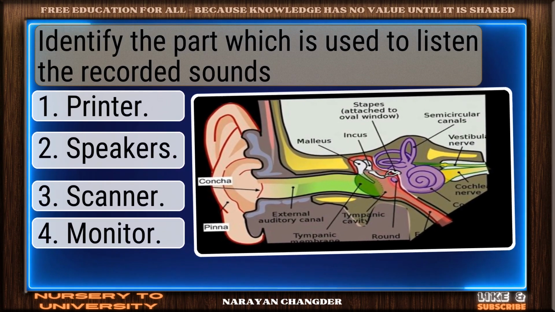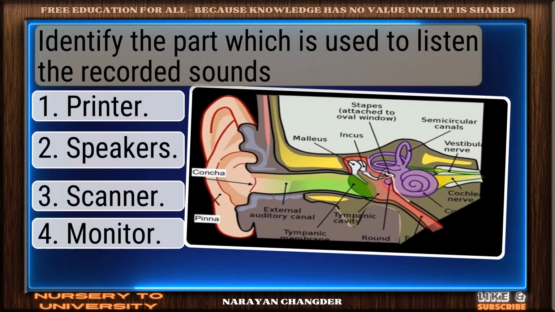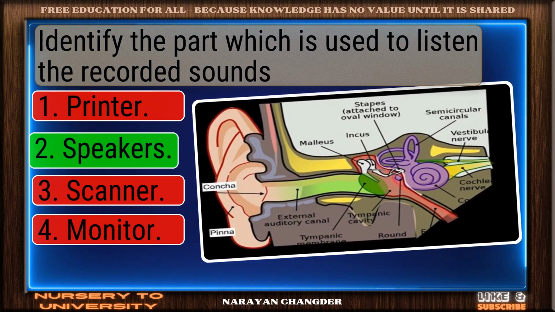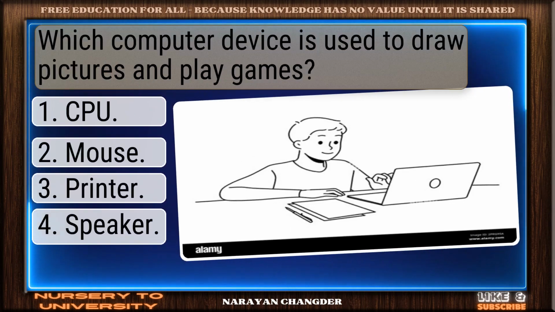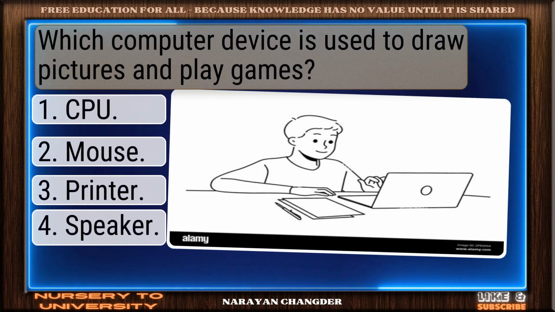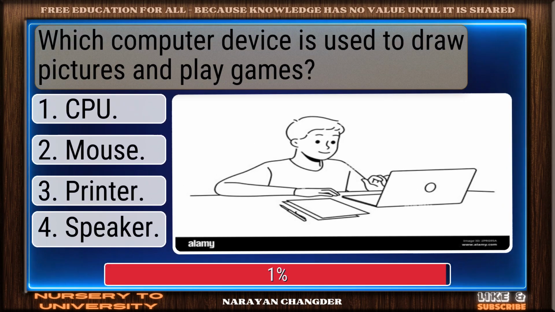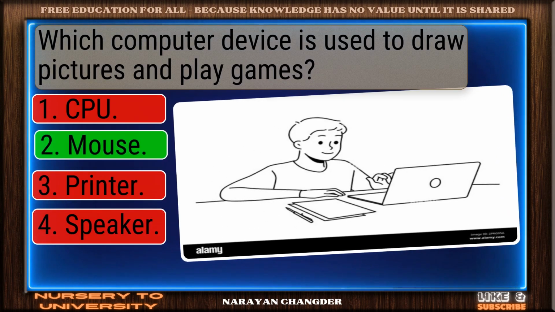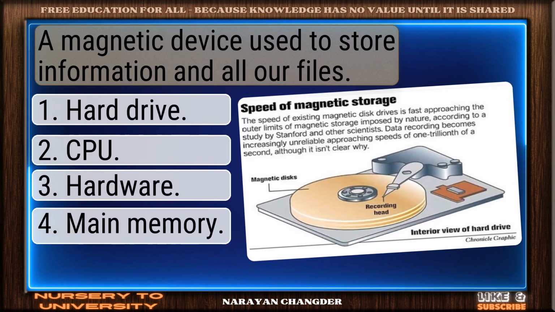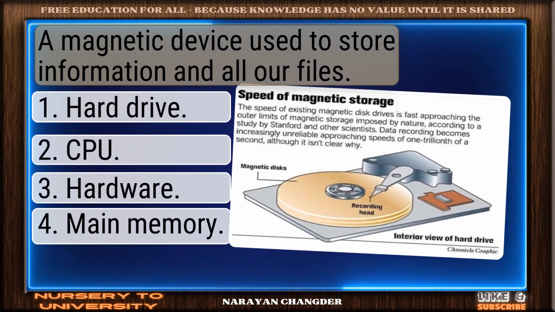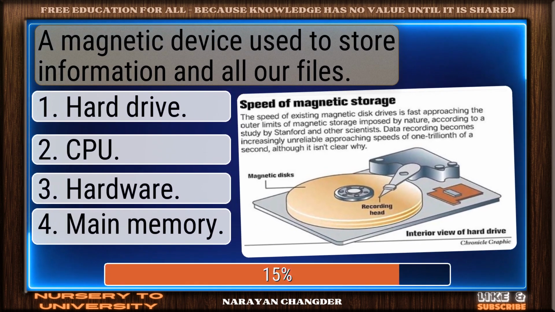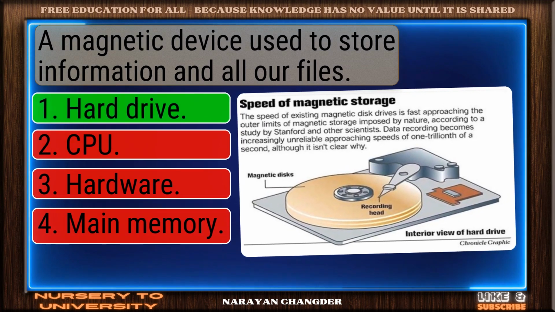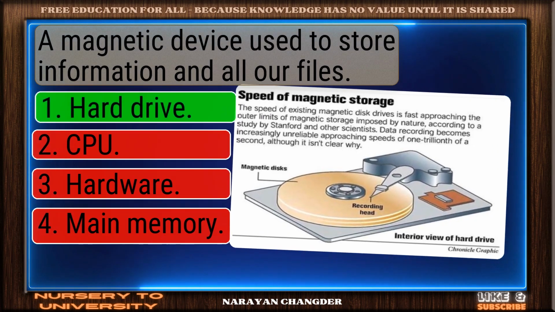Identify the part which is used to listen the recorded sounds. Right choice. Speakers is the best answer. Which computer device is used to draw pictures and play games? On track. Mouse is the correct answer. A magnetic device used to store information and all our files. Right again. Hard drive is a valid answer.